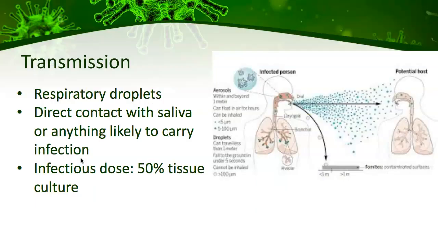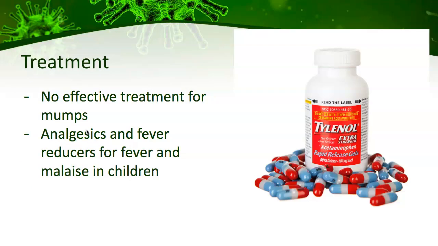Okay? Transmission. So respiratory droplets or direct contact with saliva or anything carrying an infection can easily allow you to become infected. The infectious dose is 50% tissue culture. So, treatments. There is no effective treatment for mumps except for treating symptoms such as fever and malaise in children by using analgesics and fever reducers.